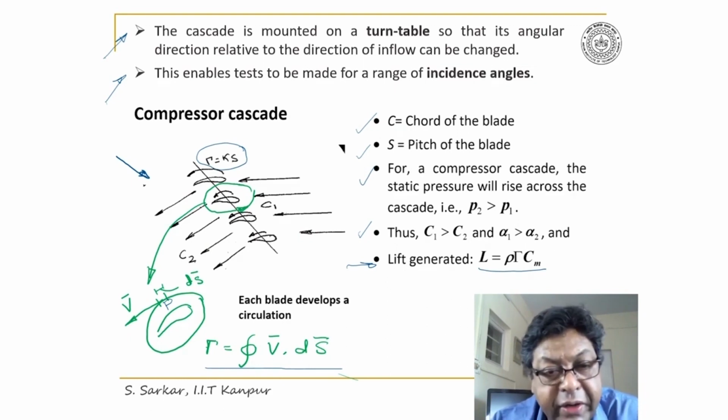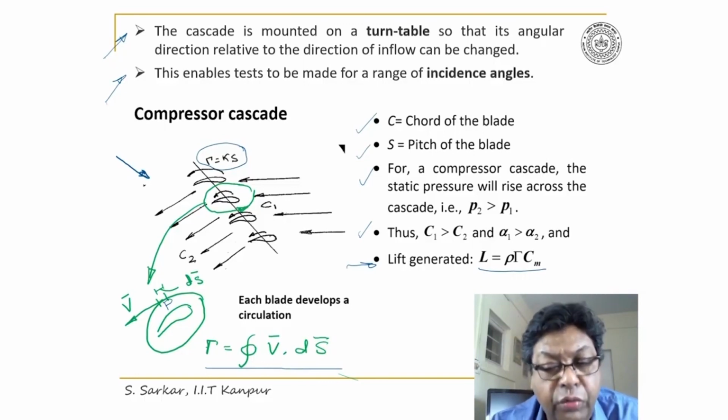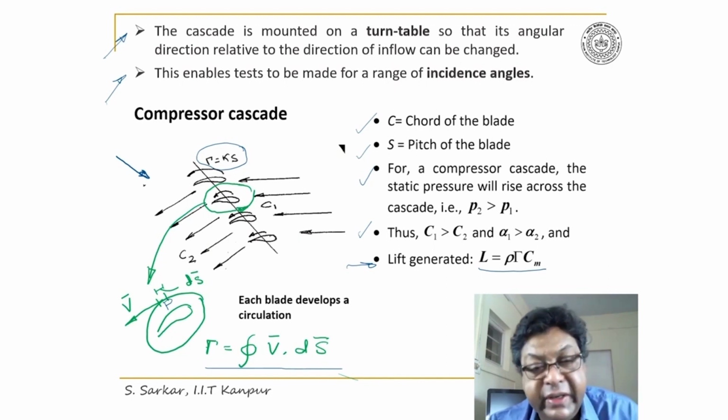Let us now consider a compressor cascade. I have indicated here the schematic where I have shown the array of blades, and the flow is passing through this array of blades. Since it's a compressor cascade, C2 will be less than C1, C2 being the exit velocity. Thus the flow will be decelerated and it will be deflected.